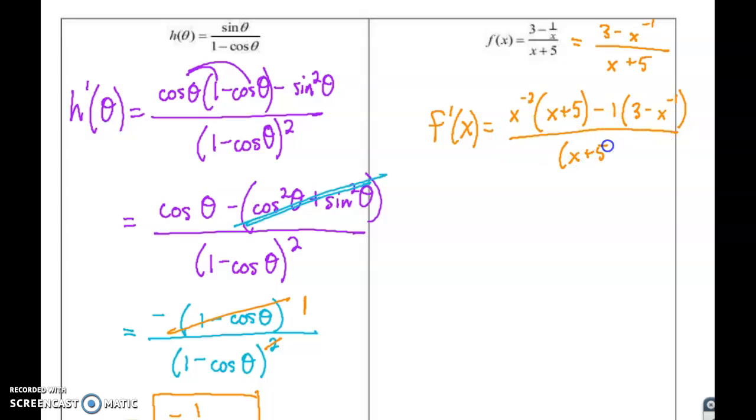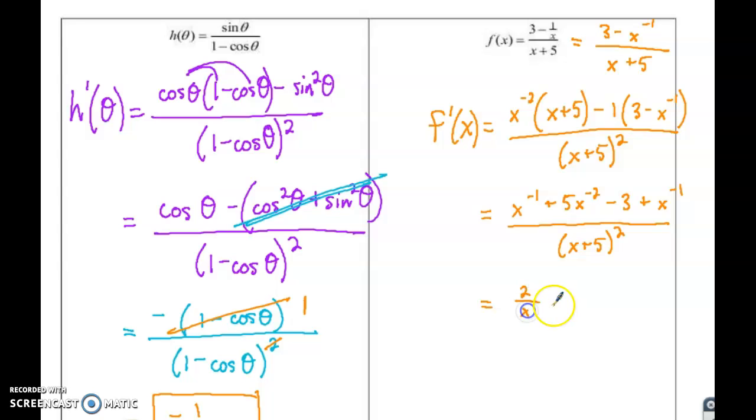Now here's the thing, this is sort of an ugly problem because as you distribute that negative in there, you're looking at adding the exponents. So we're at that 5x to the negative second power minus 3 plus x to the negative first power. I was hoping something would cancel. I'm doing this slightly different than the answer key. But anyway, we have 2 of these x to the negative first power, so I'm going to write 2 over x plus 5 over x squared minus 3 all over x plus 5 squared.